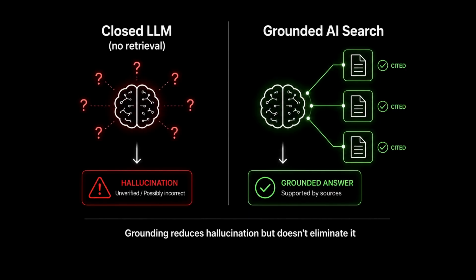This is the question everyone asks: does AI search hallucinate? And the answer is less than a standalone LLM, but it still can. The grounding mechanism helps a lot. When the model is anchored to retrieved content, it's much less likely to make things up.